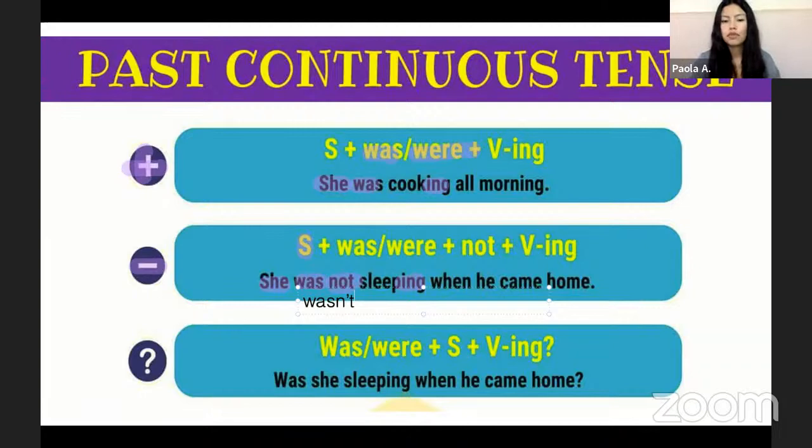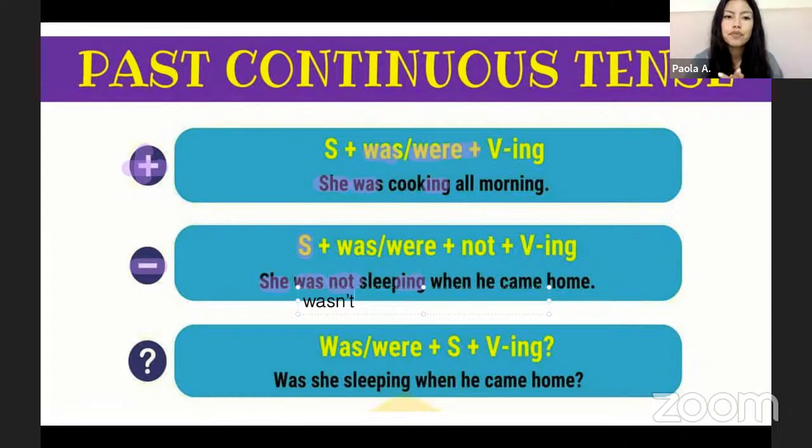We're just asking, or we want to know information that was in progress in the past, maybe in a specific or non-specific time, but we want to know something. This example of a question is a yes/no type of question, or short answer. But when we want to know more information, we can put a question word before was. For example, where was she sleeping when he came home, or what time was she sleeping? So it could be anything.